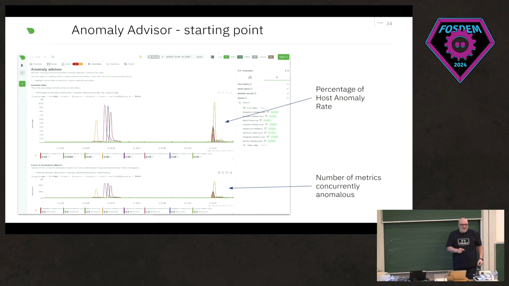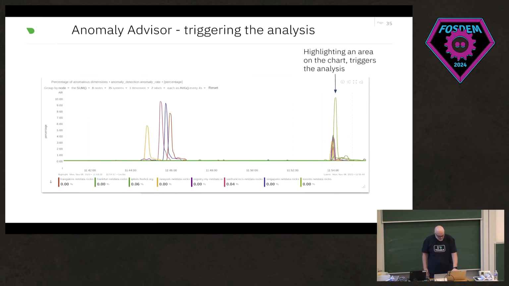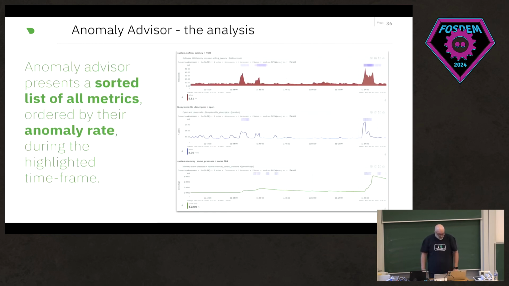So you understand that Netdata can detect not only if a metric is anomalous, but here we can see that it can tell you the spread of the anomaly inside your systems, inside each system, etc. And then you highlight the area of interest. Netdata gives you a sorted list of all metrics that are anomalous within this region, this time frame.